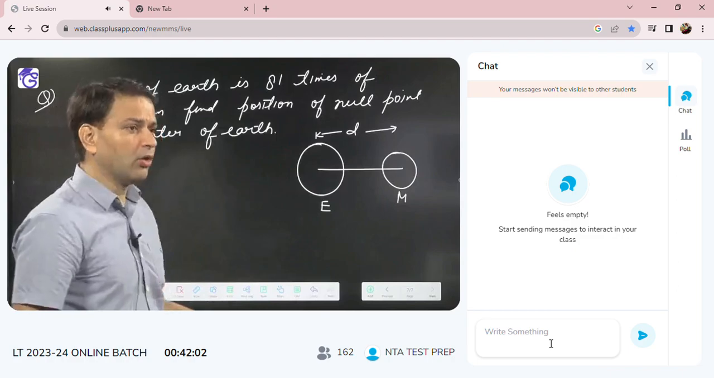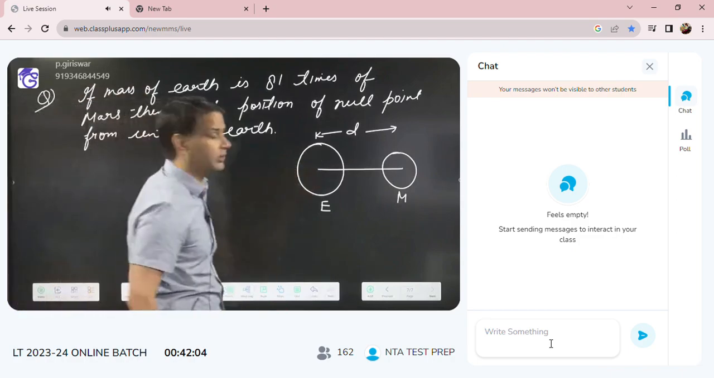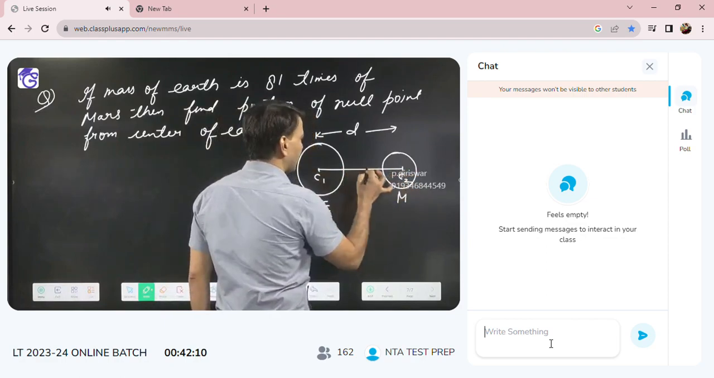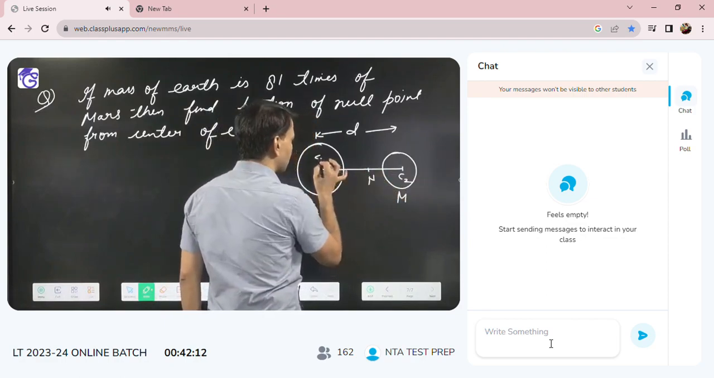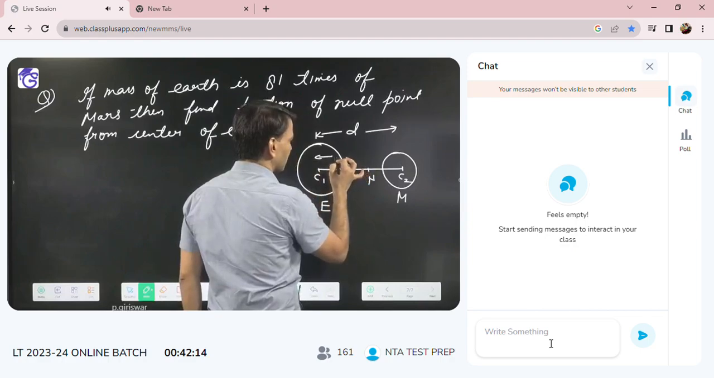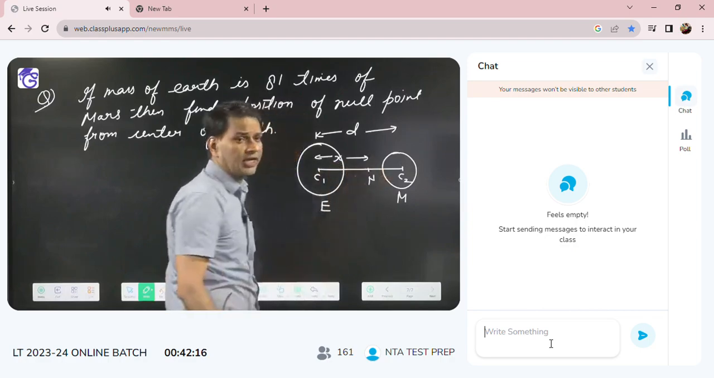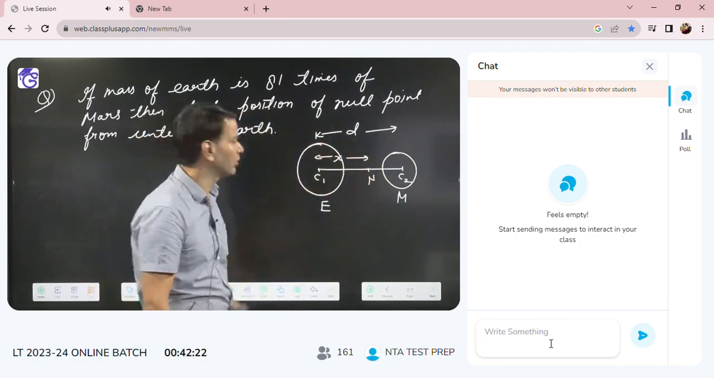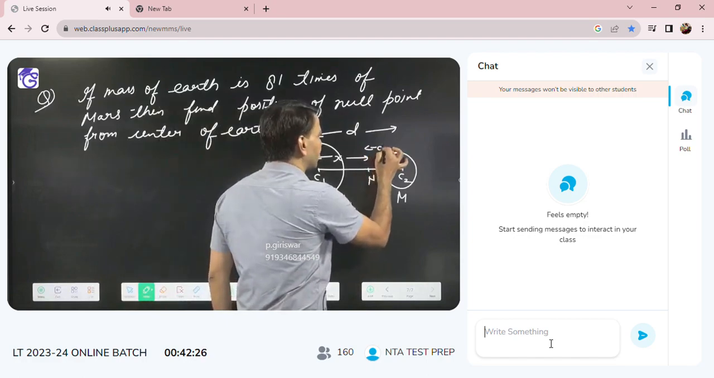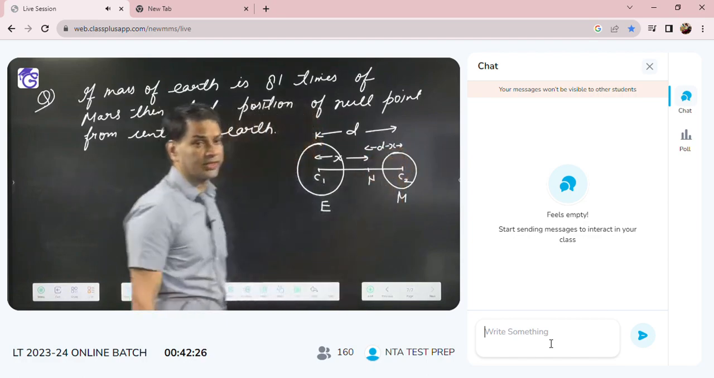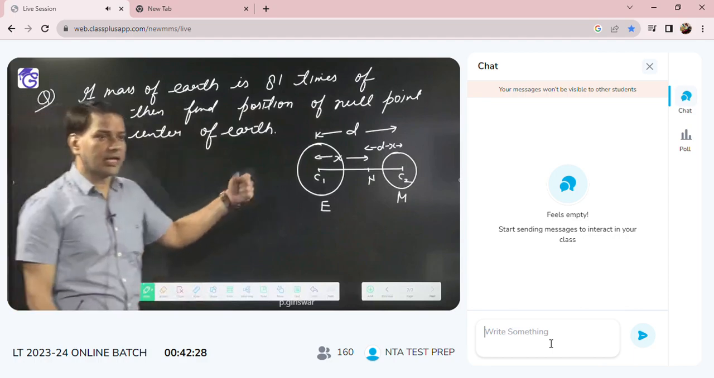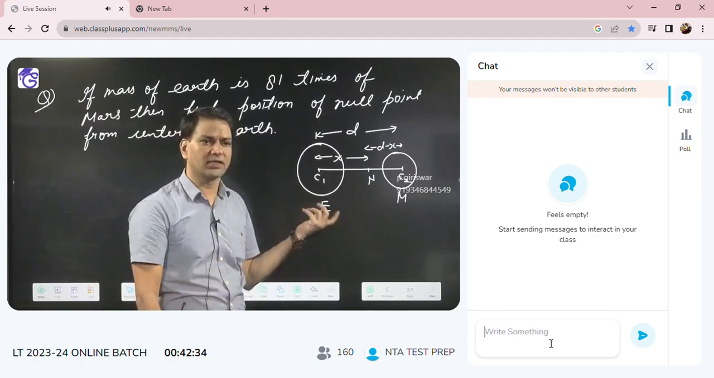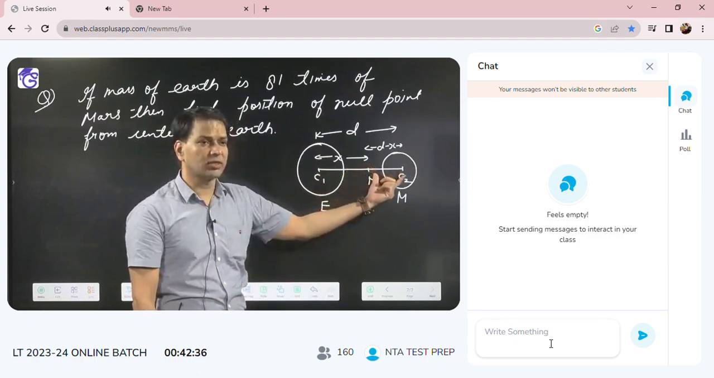Okay. Now we have to find the null point position from the center of the Earth. Suppose this is the center of the Earth, this is the center of the Mars, and I am getting the null point suppose at a distance x from the center of the Earth. They are asking from the center of the Earth, that's why I am directly taking x. Okay. From the center of the Mars it will be d minus x. Everybody got or not? I will get the value of x. I will get the answer.